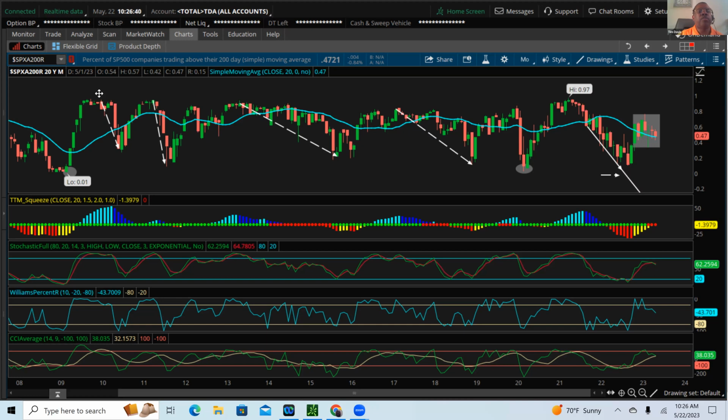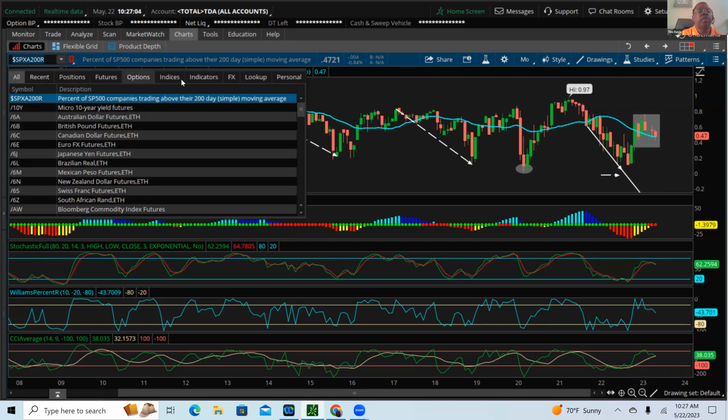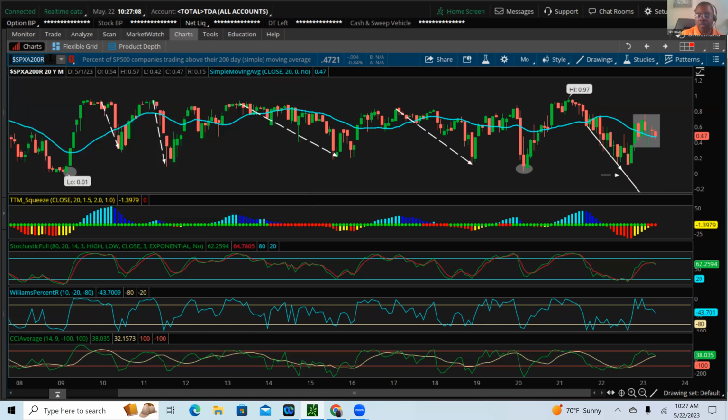And again, today is May the 22nd, 2023. It's about 10:26 a.m. You can check multiple different levels with this tool. You can check the 200R, which is pretty much the 200 moving average. You can do the 50-day moving average. And I think it also gives you options for a couple other ones.